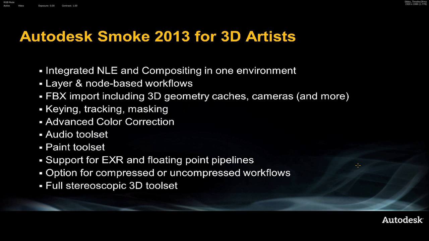Jumping ahead, we've got all the great tools: keying, tracking, masking, color correction. There is a full audio tool set we'll get a glimpse of in a minute. Painting, and then down to some really nice features specific to 3D is support for full floating point OpenEXR pipelines. And we're going to see how we can bring in some assets in a couple of different ways that are OpenEXR. And then newly in this release of 2013, we can work either in a compressed workflow or an uncompressed workflow. So ProRes or different flavors of ProRes, or you can work with full 444 uncompressed workflows for pristine work.